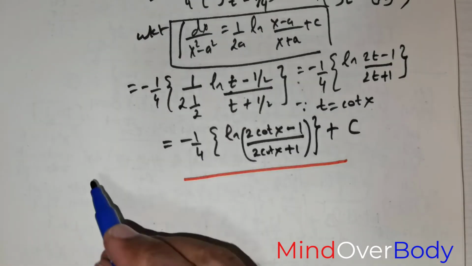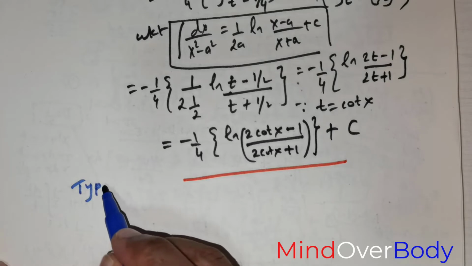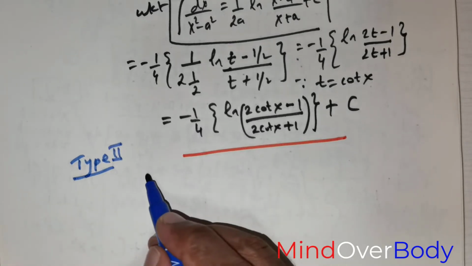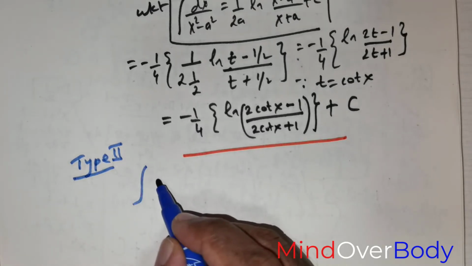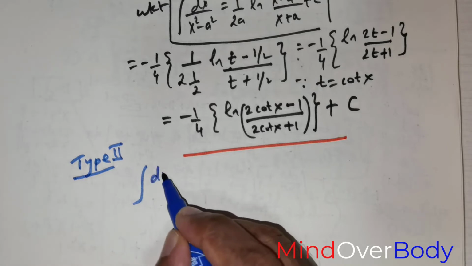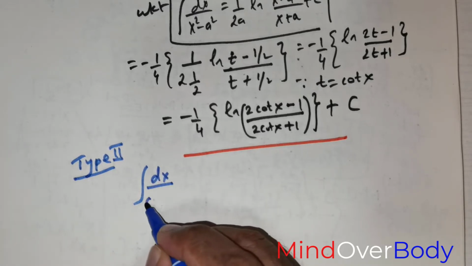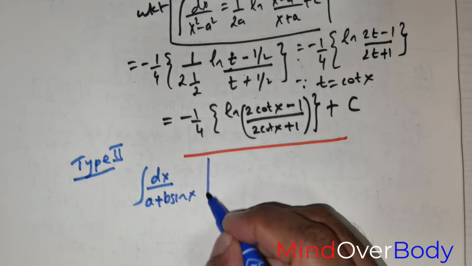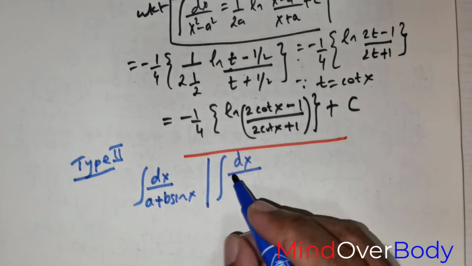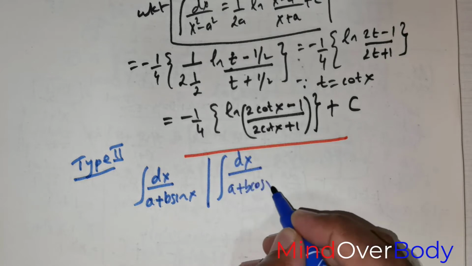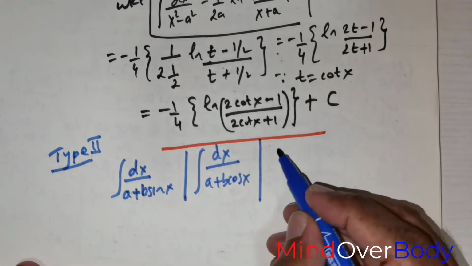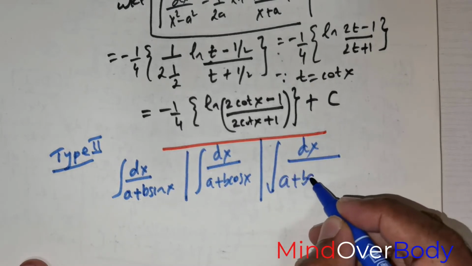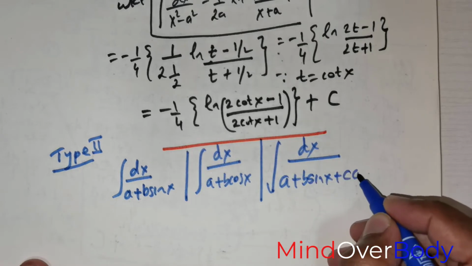Students, now I will introduce type 2 in integrating trigonometric functions. So this is going to be type 2. Now in type 2 the trigonometric functions will be of linear nature. In type 1 they were of quadratic nature. In type 2 they will be of linear nature. So the form would be integral dx over a positive b times sine x, or it would also be of this form, a positive b times cos x, or it would be of this form, integral dx over a positive b times sine x positive c times cos x.